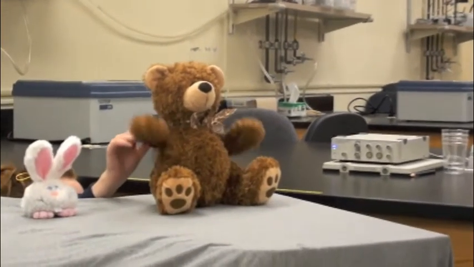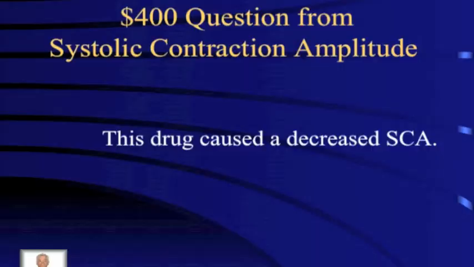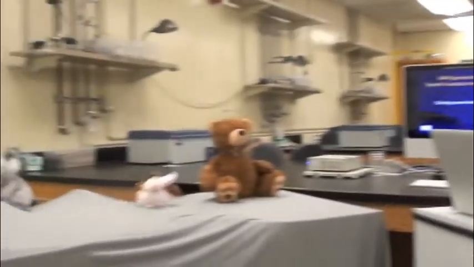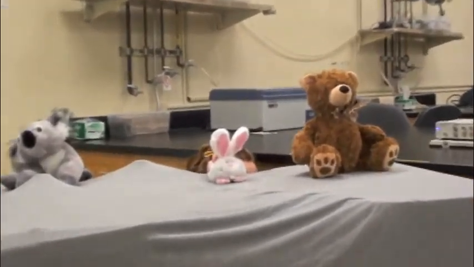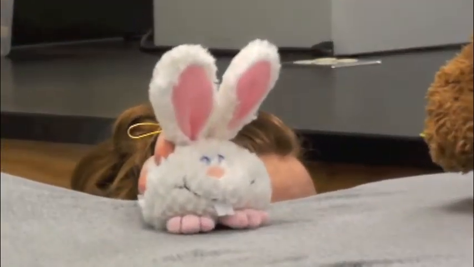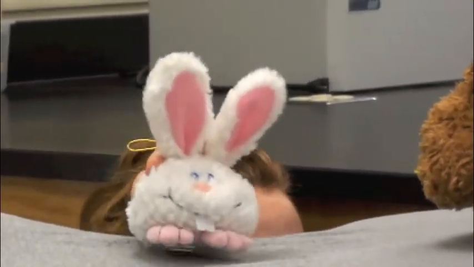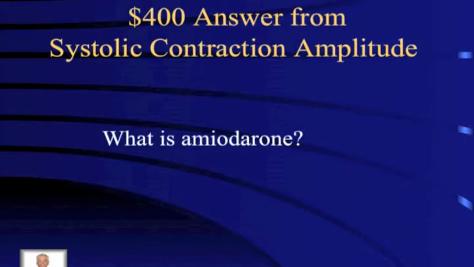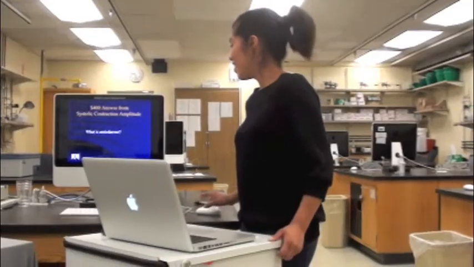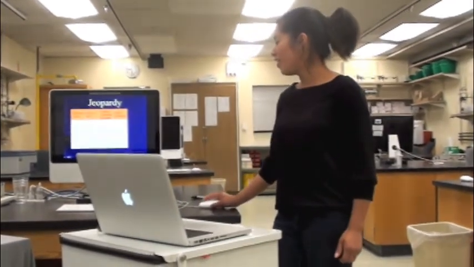Systolic contraction amplitude for 400. This drug caused a decreased SCA. Bunny Foo-Foo, your answer? What is amiodarone? Correct. And now, time for our final Jeopardy question.